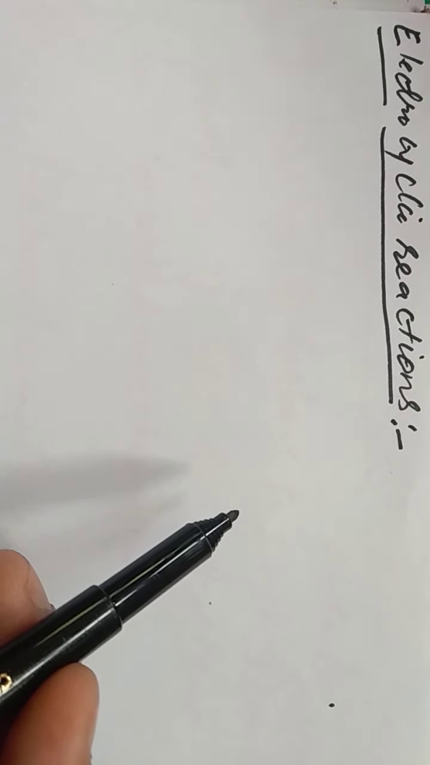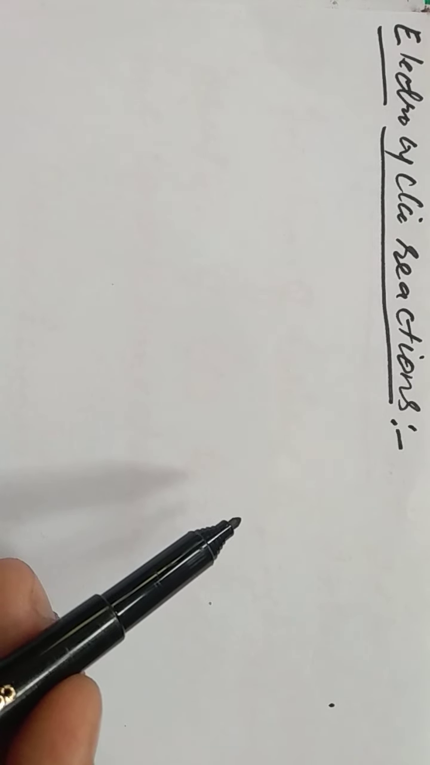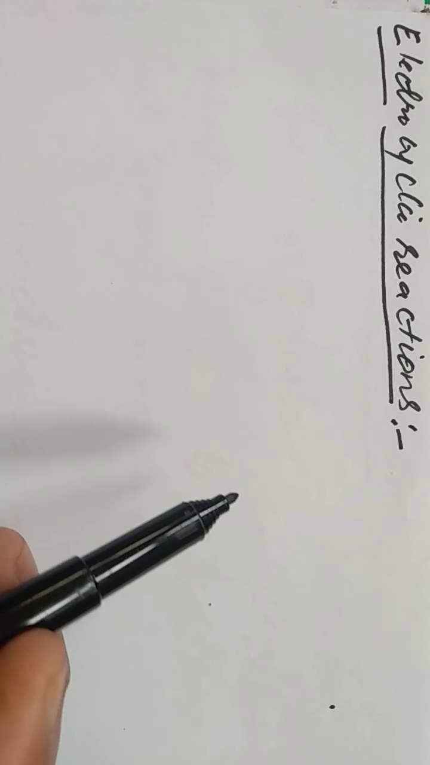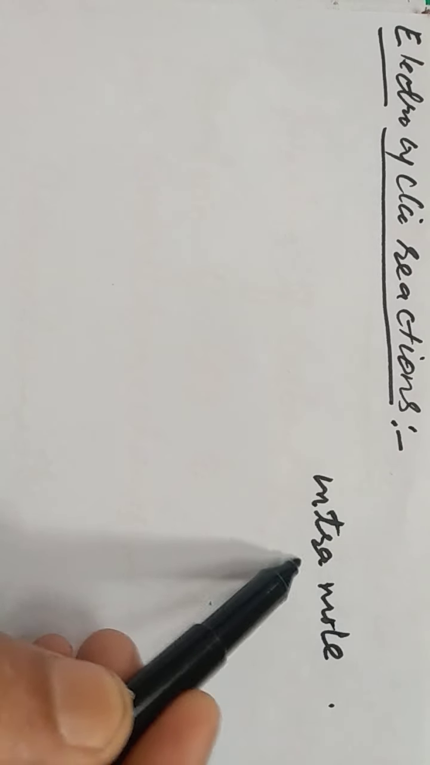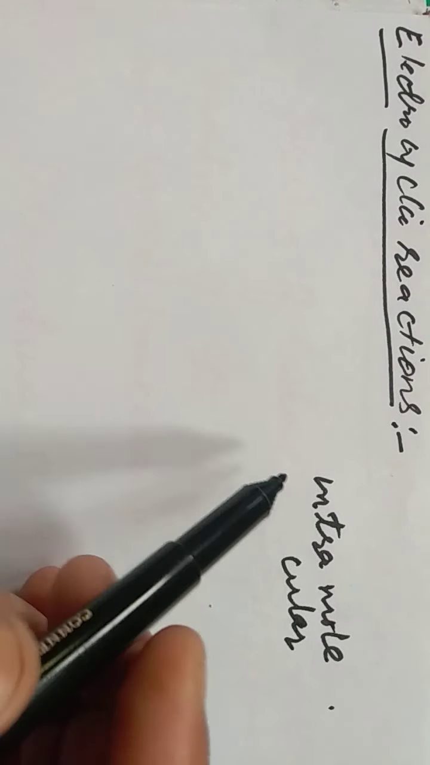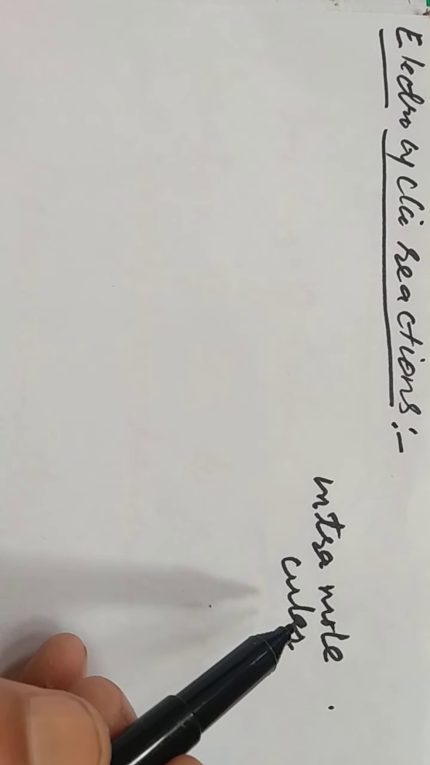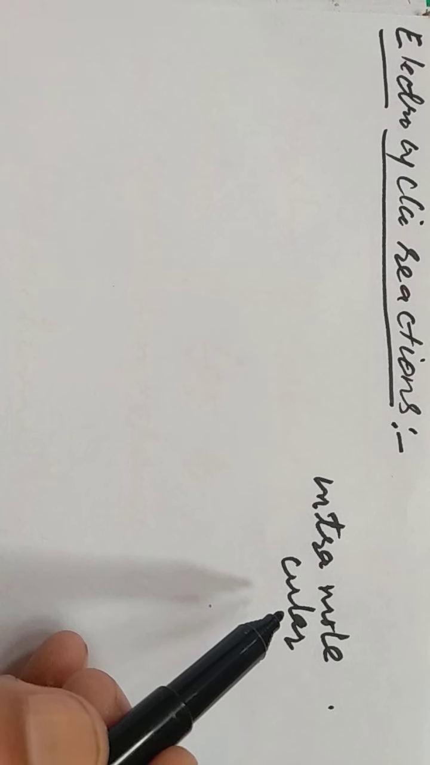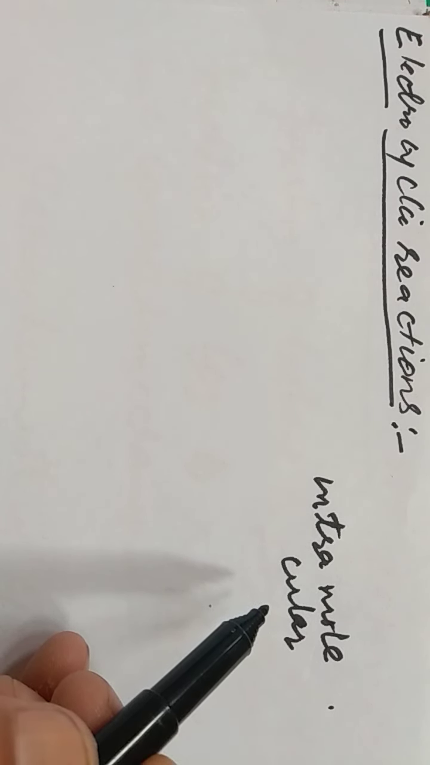Today we are going to discuss electrocyclic reactions. What are electrocyclic reactions? Let us discuss here. Electrocyclic reactions are intramolecular pericyclic reactions which involve opening or closing of a ring by conversion of sigma to pi bond or reverse.